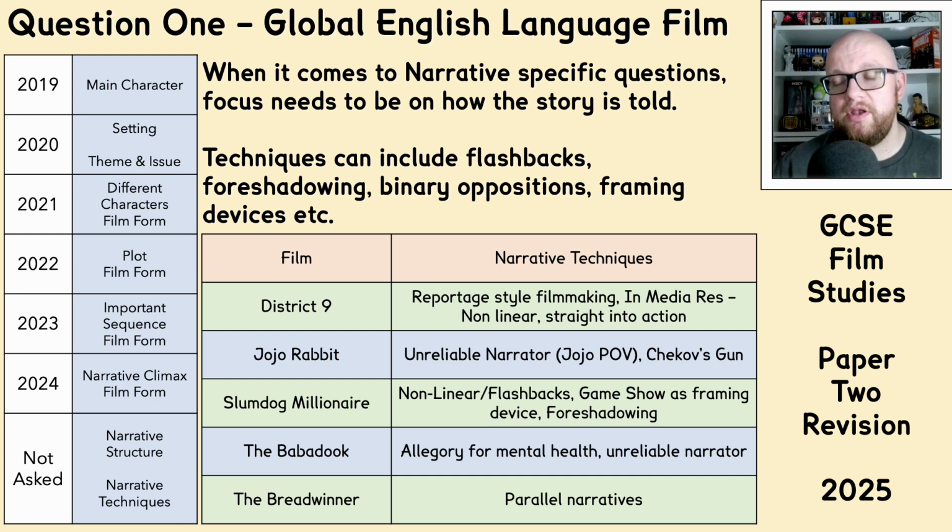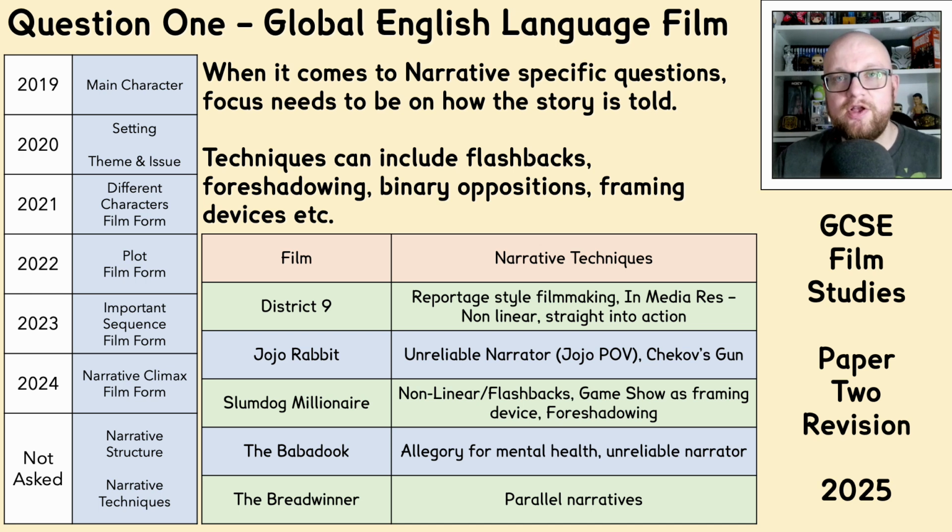When it comes to Slumdog Millionaire, lots of non-linear narrative, lots of flashbacks. They use the game show as a framing device, and what we mean by that is it uses Jamal working his way through the 15 questions, working his way through the Who Wants to Be a Millionaire format, which at that point is familiar to the audience, to flash back and show you his memories, things that have gone on in his past and events that are unfolding. And again, with that, there's a little bit of foreshadowing in there as well.